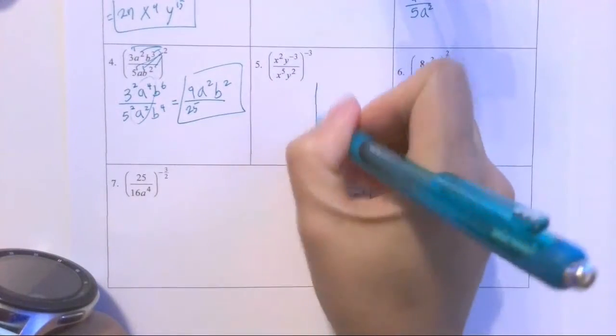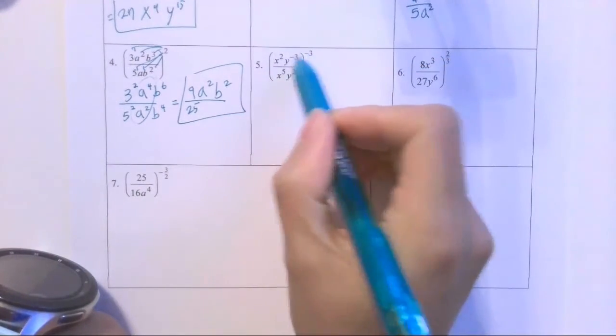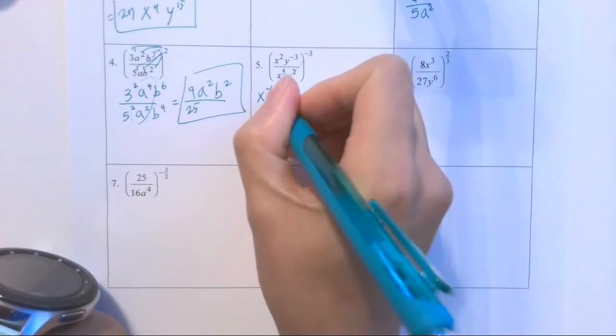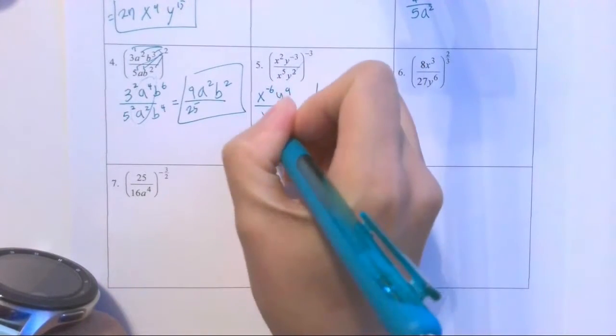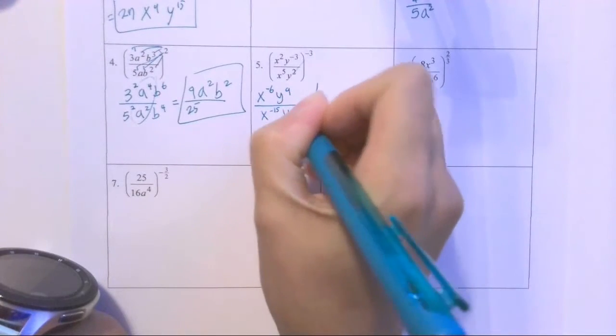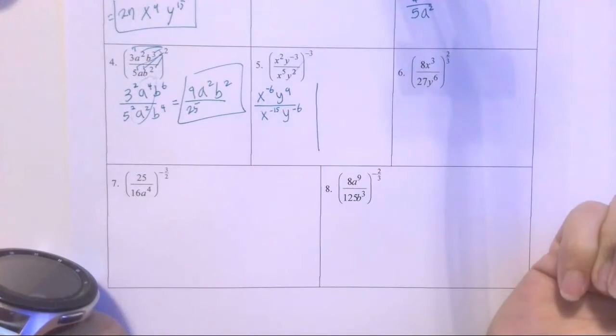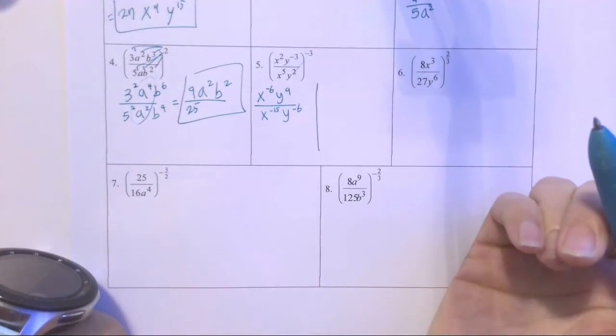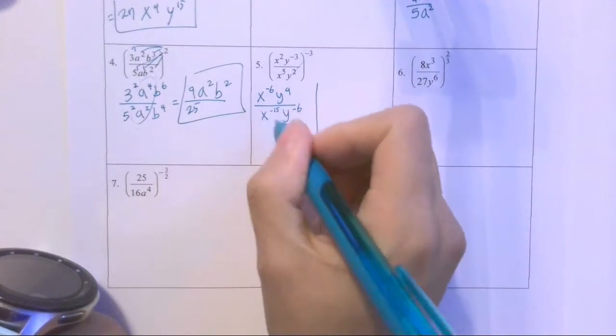Okay, so this is my way. I want to distribute that exponent to everything by multiplying. So x to the -6, y to the 9th power over x to the -15 power, and then y to the -6 power. And then what I'm going to do, I'm going to subtract it probably, right? So let me do the top part first.